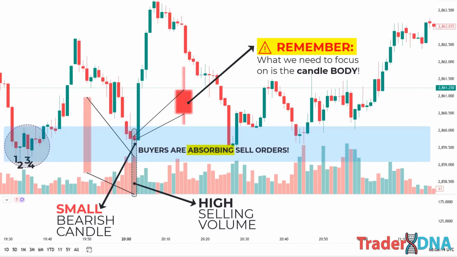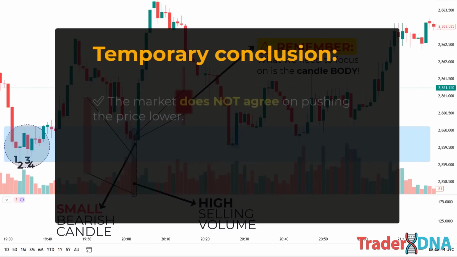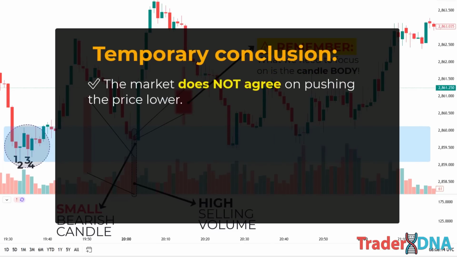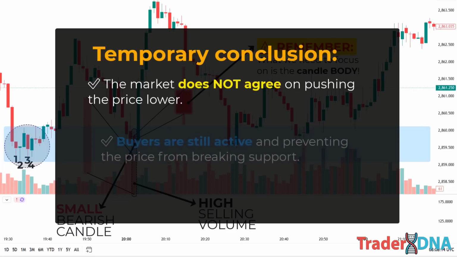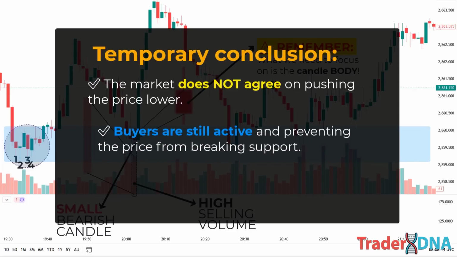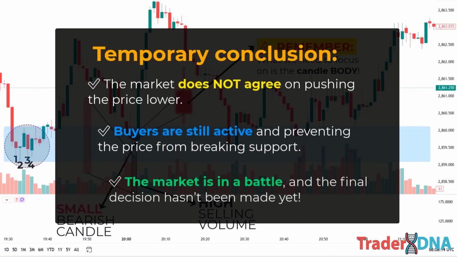So now we can make a temporary conclusion. The market does not agree on pushing the price lower. Buyers are still active in preventing the price from breaking support. The market is in a battle and the final decision hasn't been made yet. So what should we do? We wait. We need to see what the next candle will tell us.